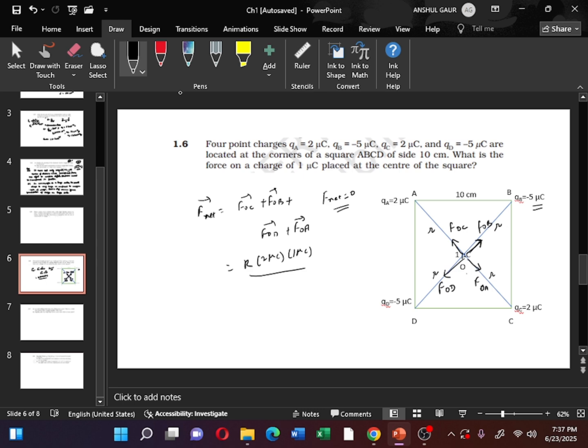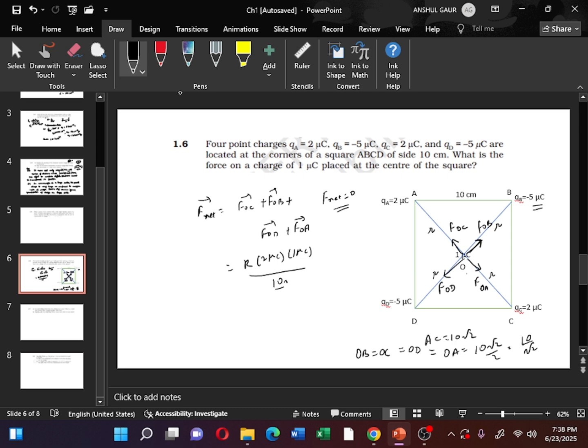For example, the side length of the square is 10 centimeter, then the diagonal length AC is equal to 10 root 2, and from this value we can calculate the value of OA. OA is half of this AC, so it means that 10 root 2 divided by 2, which is equal to 10 upon root 2. So in this way we have calculated OA. In a similar manner, OB, OC and OD, they are also equal to 10 upon root 2.